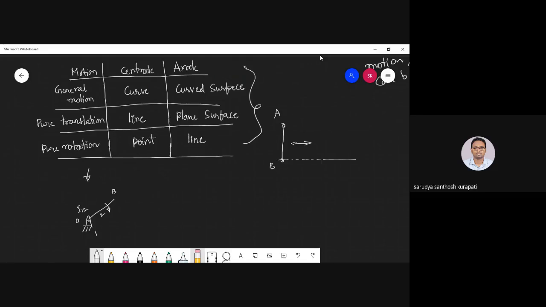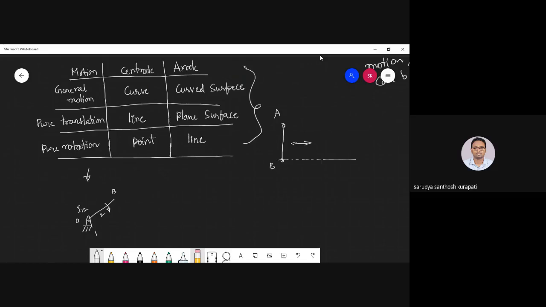Okay, problems. So centroid general motion లో ఉన్నప్పుడు curve లా ఉంటుంది, axod ఎట్లా curved surface. And when it is in pure translation, centroid is a line, axod is a plane surface. When it is in pure rotation, centroid is a point and axod is a line. I hope you got it. Yes or no? Got it. Got it?